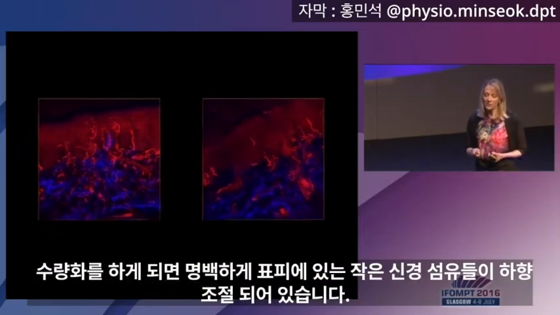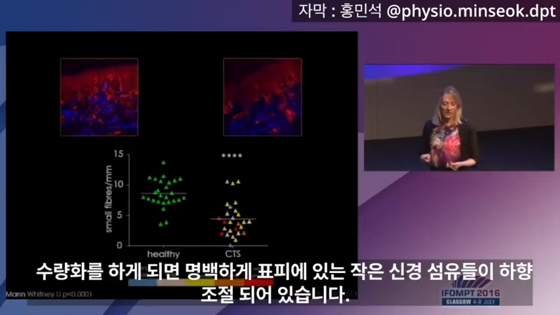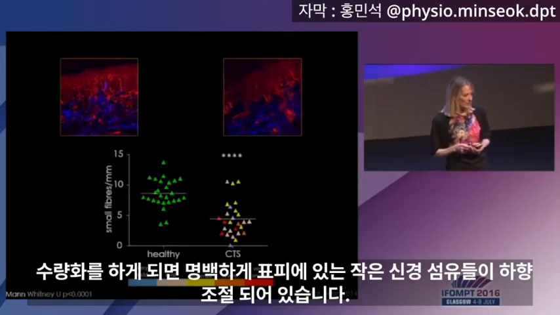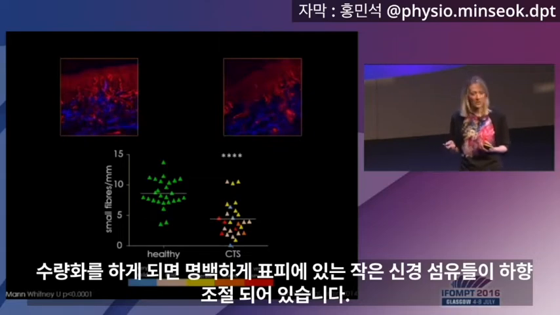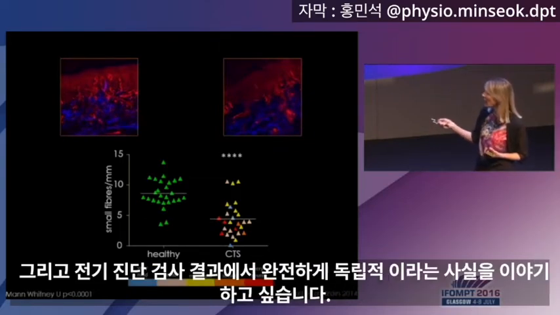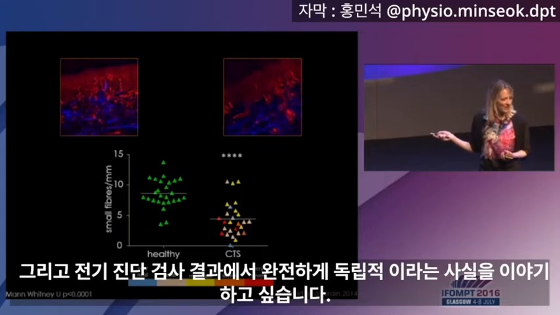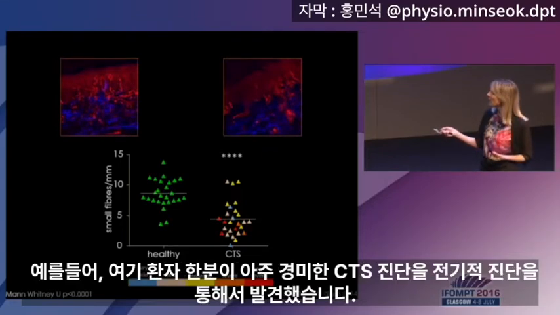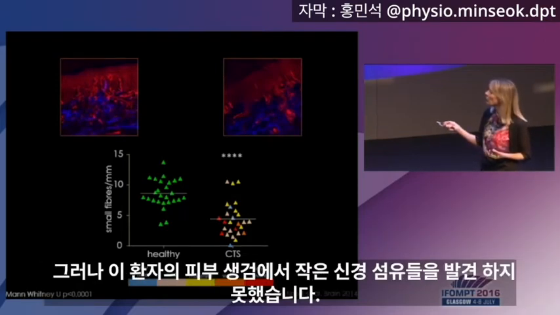Now, we did that, and that is an age and gender matched patient with carpal tunnel syndrome, and you can already see visually that he has a significant fallout of the small fiber population in the skin. And when we quantify that, there was a significant downregulation of that small fiber population in the skin. And I would like to highlight that this was completely independent of the electrodiagnostic test result. For example, there was one patient with a very mild electrodiagnostic carpal tunnel syndrome, but he had almost no small fibers left in his skin.